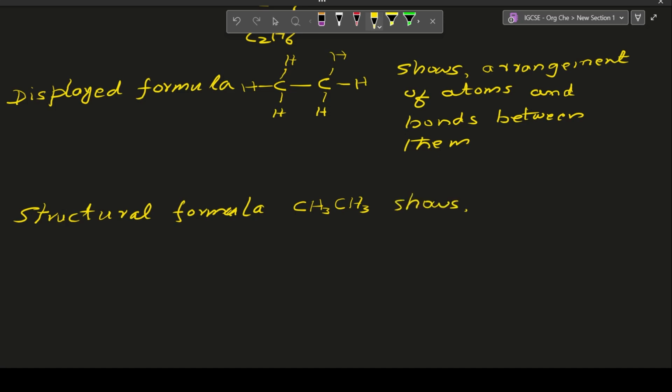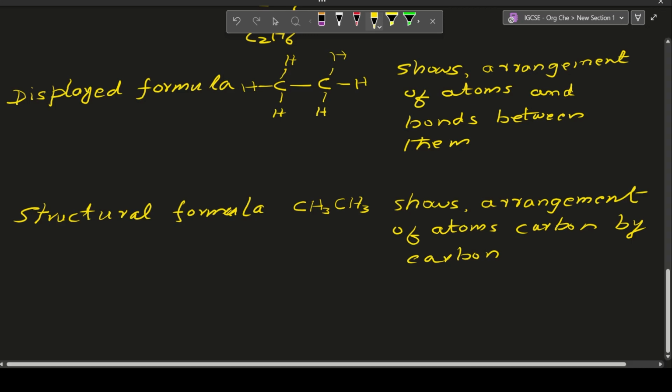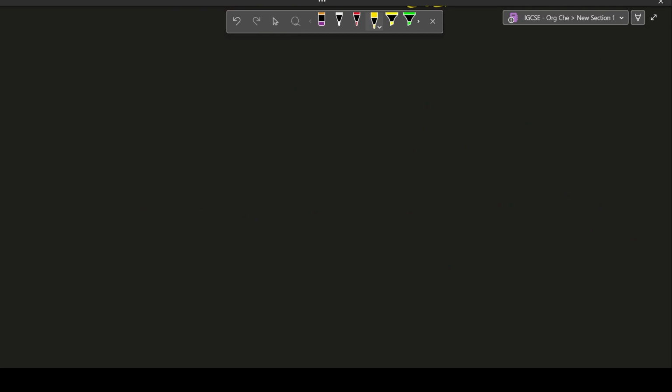It shows the arrangement of atoms, carbon by carbon, whereas other groups connected with these carbons will be just reflected with them. So the next term which we must know is homologous series.